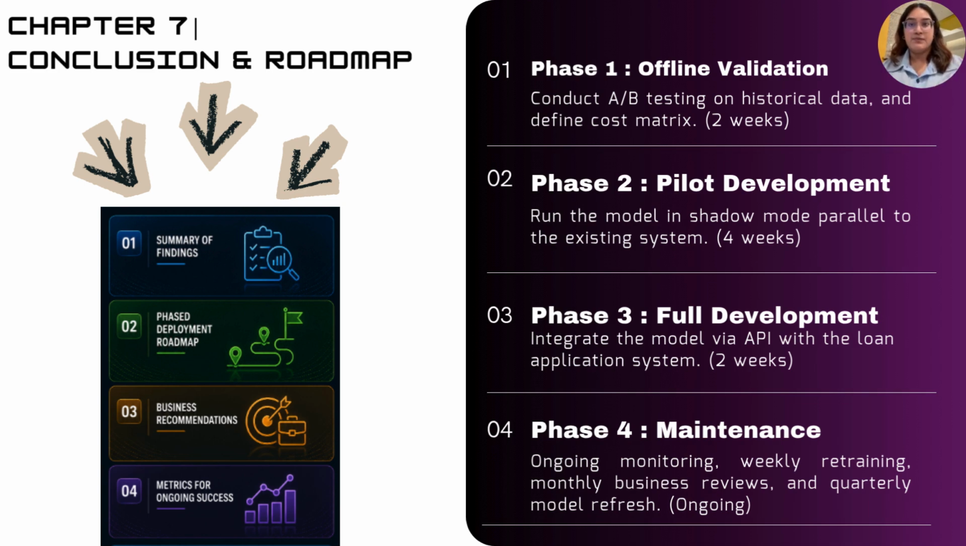To ensure successful implementation, a four-phase deployment strategy is proposed. Phase 1 focuses on offline validation using historical data. Phase 2 introduces pilot testing in shadow mode without affecting live decisions. Phase 3 involves full system integration using API deployment, while Phase 4 focuses on continuous monitoring, retraining, and performance evaluation. Overall, the roadmap demonstrates that the proposed solution is technically effective, operationally feasible, and scalable for financial institutions.